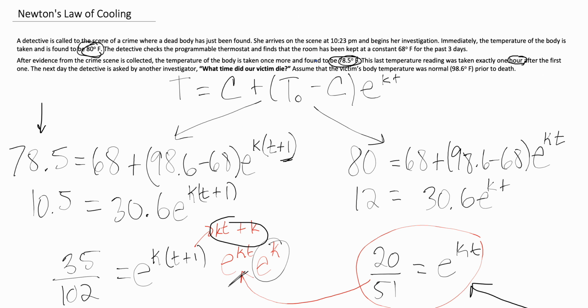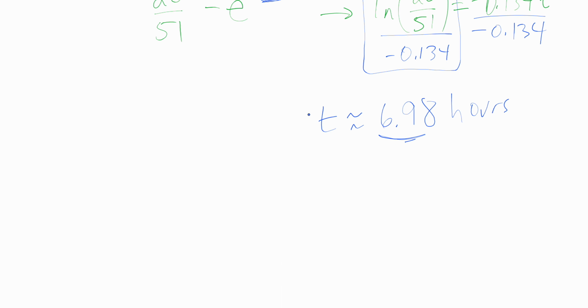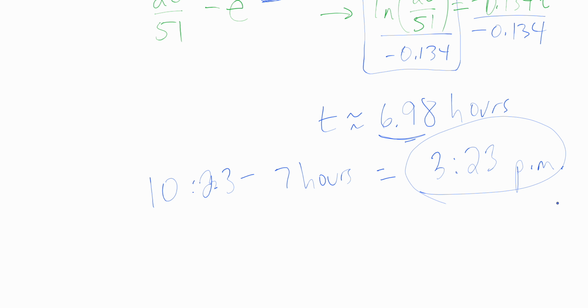But going in with this sort of basic assumption of somewhere around 7 hours, I can look back at my original question and see that the detective got there at 10:23 when she started her investigation. So if we go approximately 7 hours before 10:23, we can estimate a time of death at around 3:23 p.m.